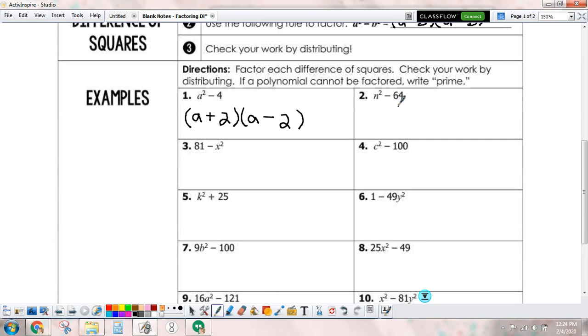All right, so number 2, I'm going to have you try that one. Pause the video, try it, and then press play when you're ready. So for this one, you should have n plus 8 and n minus 8.